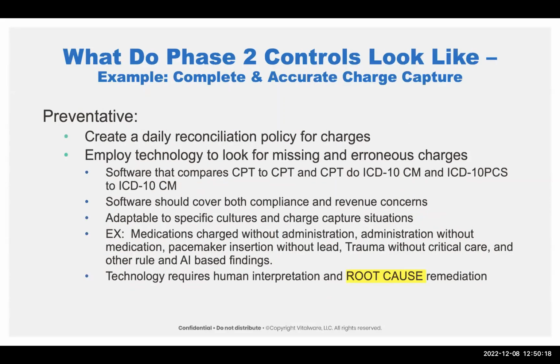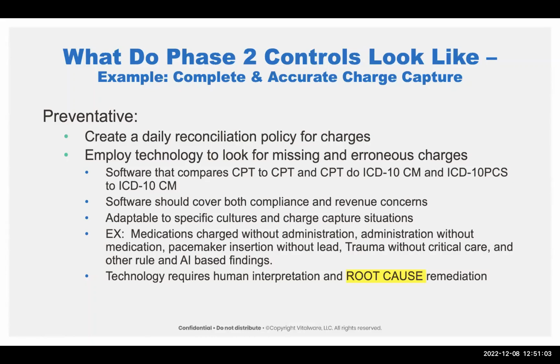When we look at the example of complete and accurate charge capture, we created a daily revenue cycle reconciliation policy and employ technology, software that compares CPT to CPT and CPT to ICD-10-CM and PCS. Software should cover both compliance and revenue concern. Adaptable to specific cultures. So what do we know? No single department or institution does it exactly the same way as another location. So if I have an x-ray department at St. Elsewhere Hospital and I have an x-ray department at Downtown Hospital, the chances of them doing that same charge capture the same way is minimal. It's very coincidental.